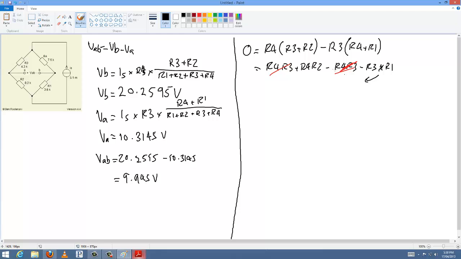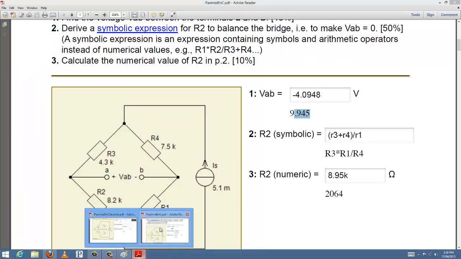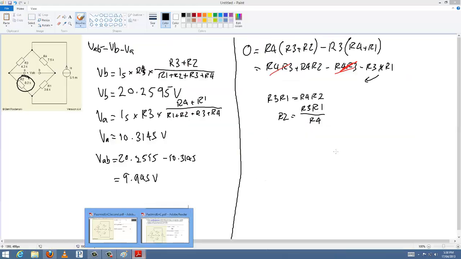Taking this to the other side to make it positive, R3, R1 equals R4, R2, and because they want R2, that bottom left corner one, solve for R2: R2 equals R3, R1 on R4. Checking the answer, R3 times R1 on R4, that's exactly what we got.